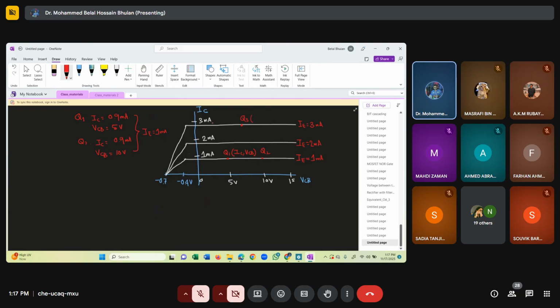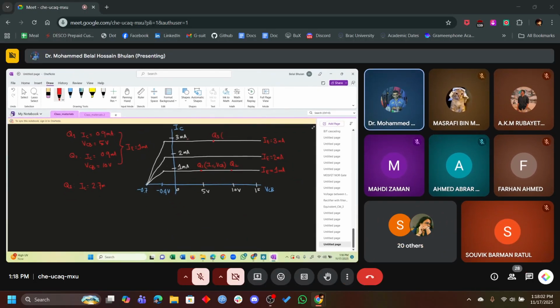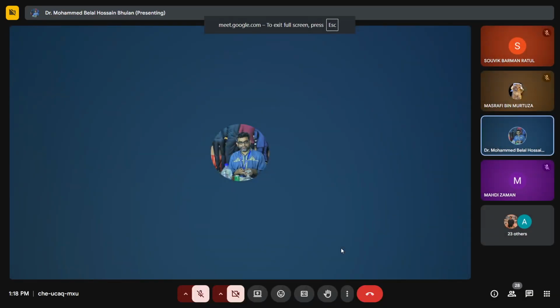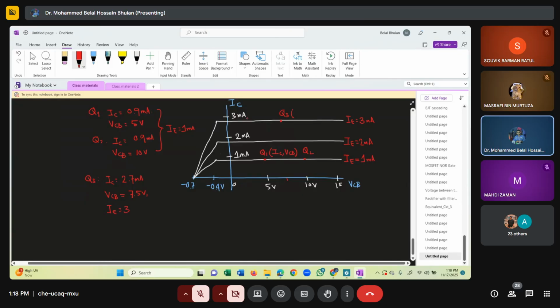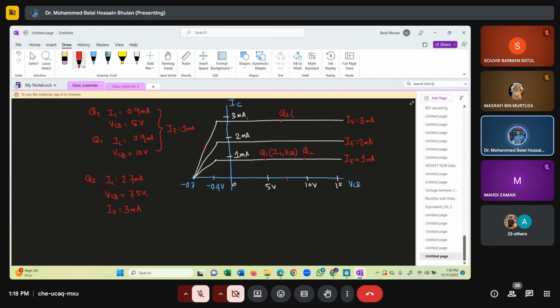Now, similarly, if I pick another point here, let's say Q3, we get, first of all, IC equal to, let's say, 2.7, and VCB is equal to, let's say, 7.5. And it also means IE is equal to 3 milliampere.